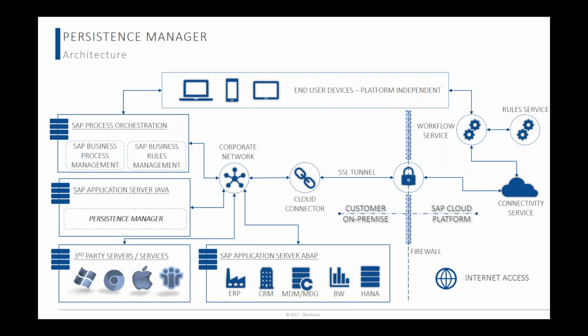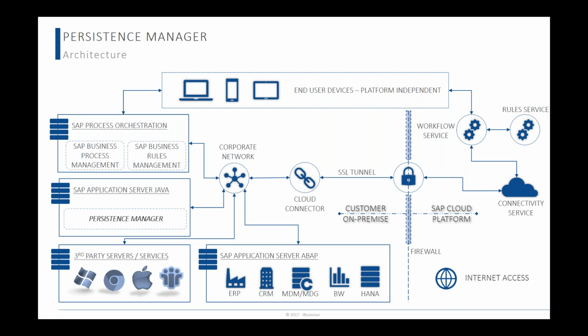We have on the bottom, of course, there's always some kind of an application server. Could be your ERP, business suite, CRM, an MDM or an MDG solution, a business warehouse, a HANA database, or any other third-party server or services which you might be using until now in your landscape. In order to install the Persistence Manager, you would need a SAP Application Server Java.